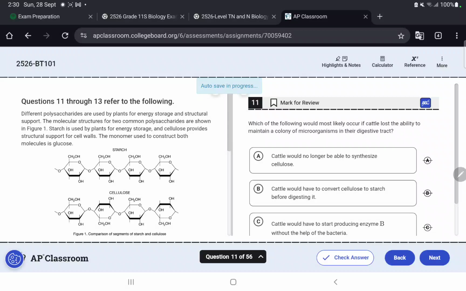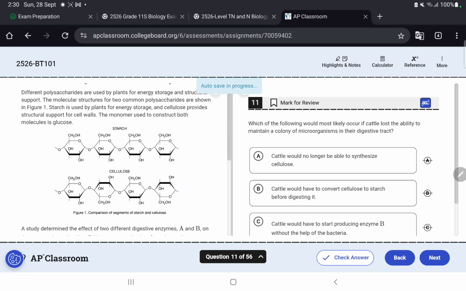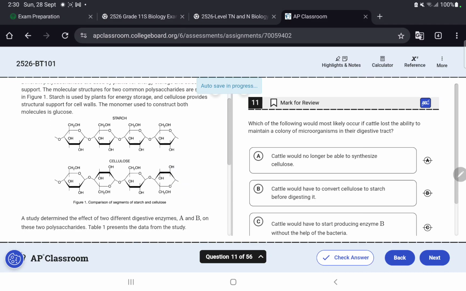So let's read the given. Different polysaccharides are used by plants for energy storage and structural support. The molecular structures for two common polysaccharides are shown in figure 1. Starch is used by plants for energy storage, and cellulose provides structural support for cell walls. The monomer used to construct both molecules is glucose. So we have starch, we have cellulose. Both of the primary building blocks are glucose. But as you know, cellulose is beta glucose and starch has alpha glucose.